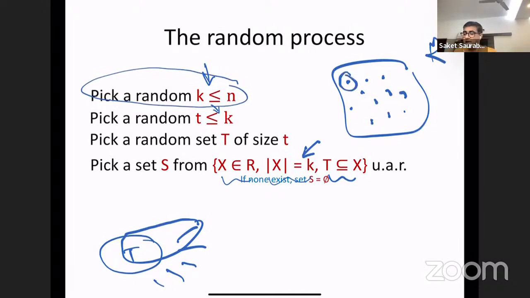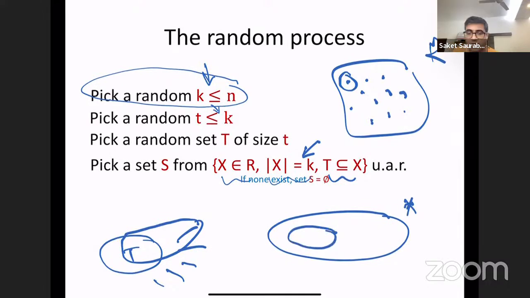Now, based on that, think of it this way: this is my set in R. I first guess its size. Then I want to guess a small subset inside this. So to do that, this is my set, and what is the size t object that I'm going to guess from here? So I first guess the size, and then I guess the set itself. And then, among all the sets that can extend it, I pick one of the sets uniformly at random. So that is my whole random process.